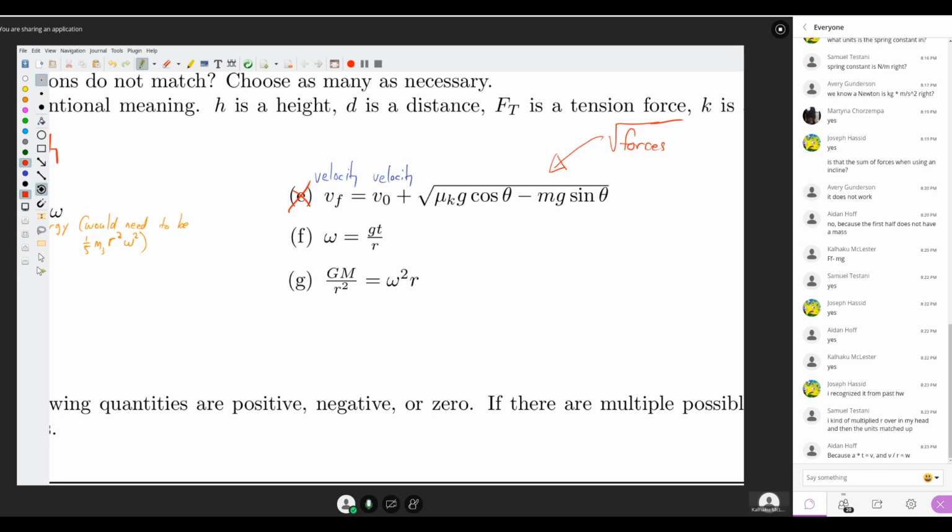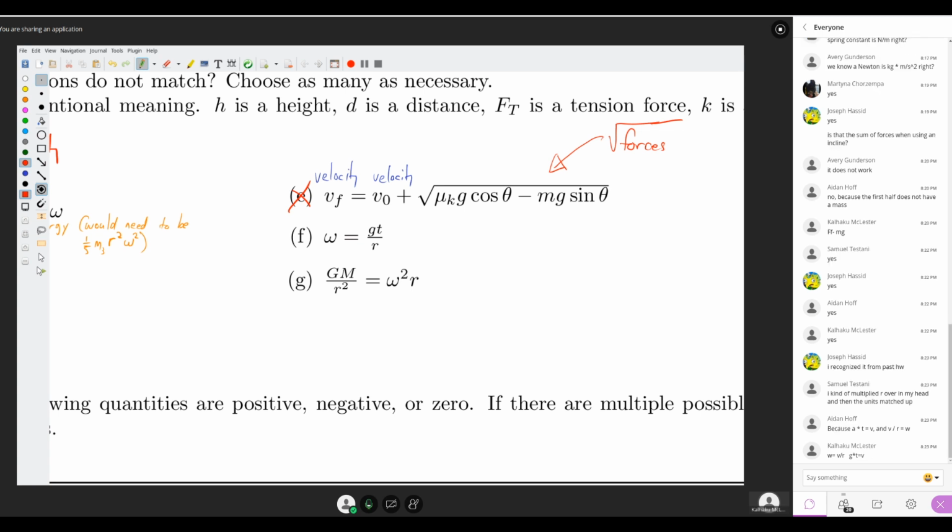You kind of multiplied R over in your head and the units matched up. Yeah. So Aiden says, yeah, because an acceleration times time is a velocity and v over r is omega. So you're all saying, okay, I've seen these things before, right? So this is a velocity. This is a distance. And you know that omega is v over r. So yep, that one checks out.